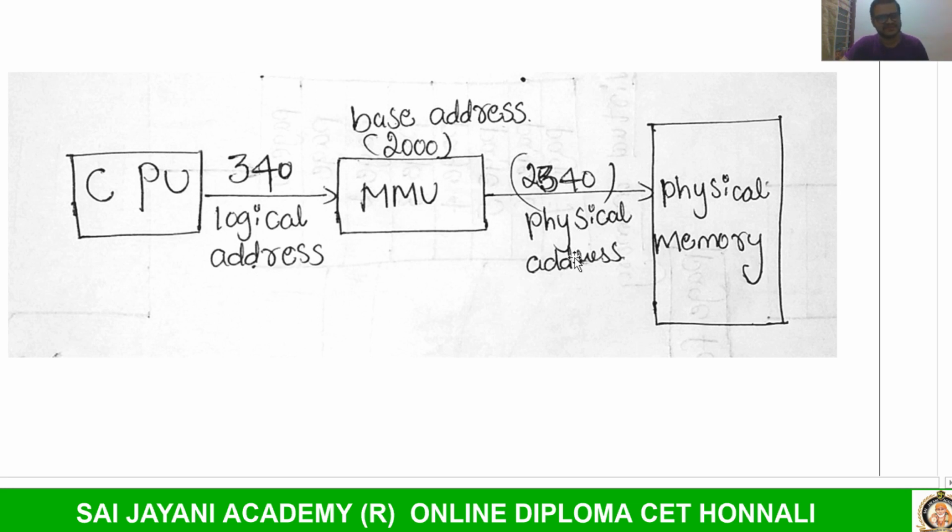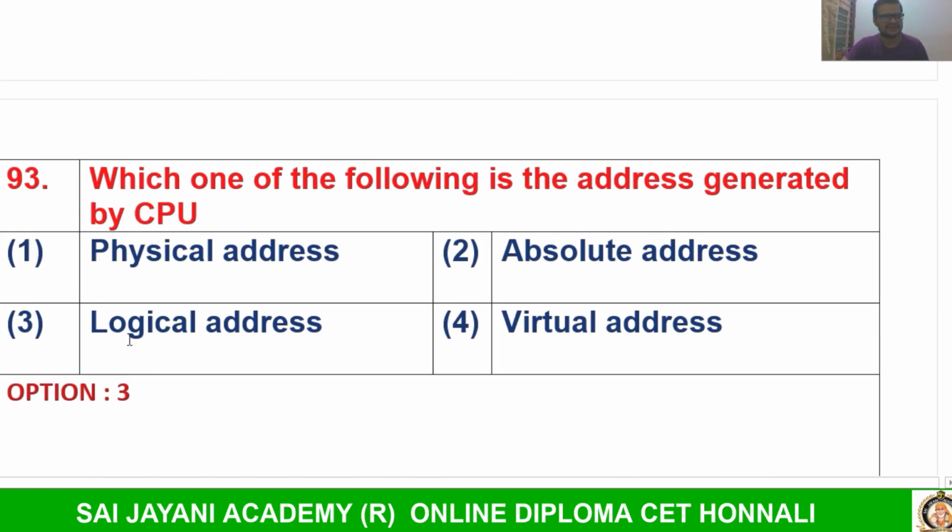This is the physical address, and this physical address always points to the physical memory, so that whatever data is present in the 2340 location, that data must be fetched or it can be stored, depending on the program we have written. So for question number 93, the option number 3, that is logical address, is the right answer.